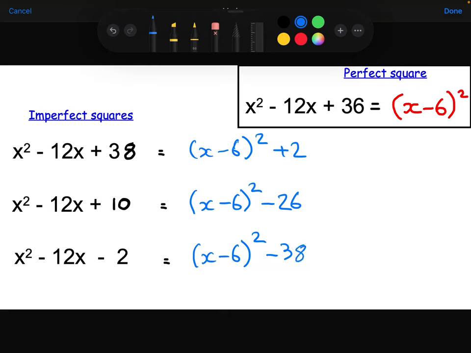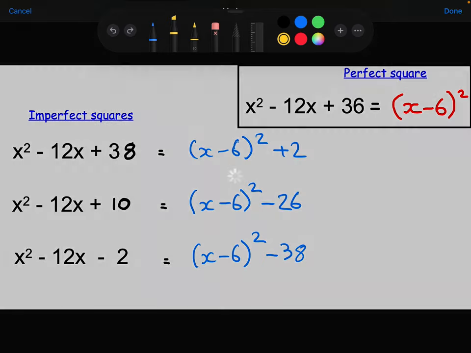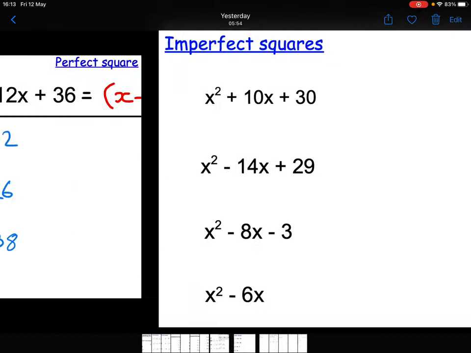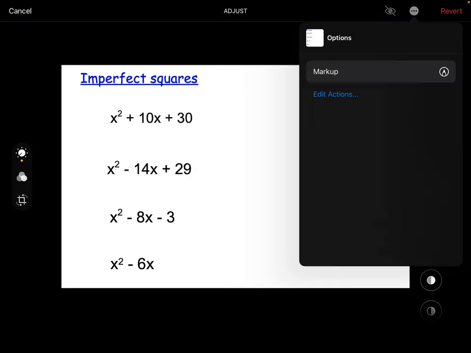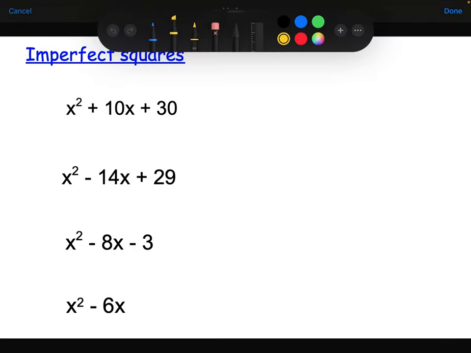And again, just to re-emphasize this point one final time, the minus 6 squared would give 36. The 36 subtract the 38 gives the minus 2. So the minus 38 factor is correct. So this is the process of completing the square. I'm adapting a perfect square to get these imperfect squares.